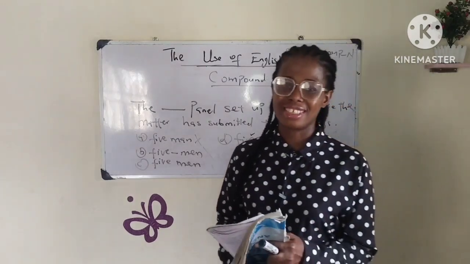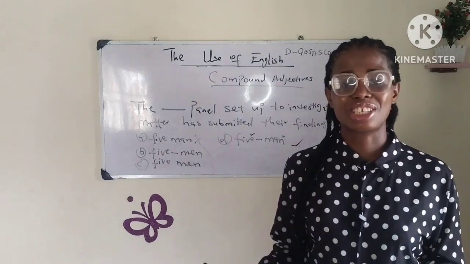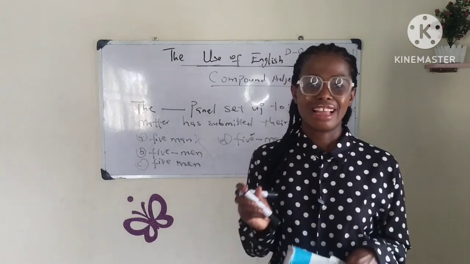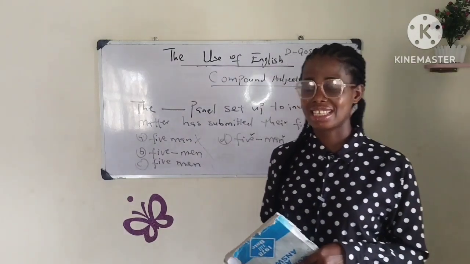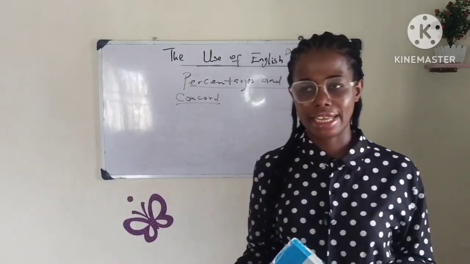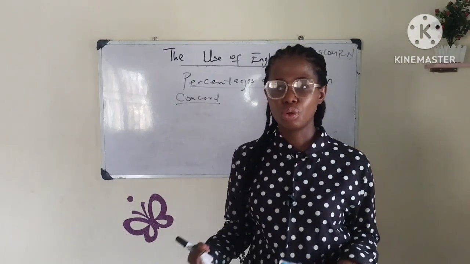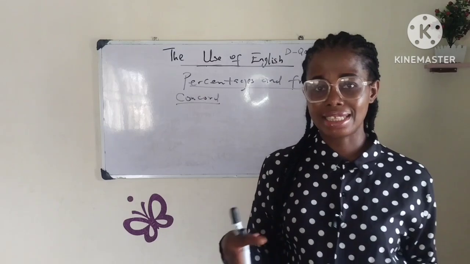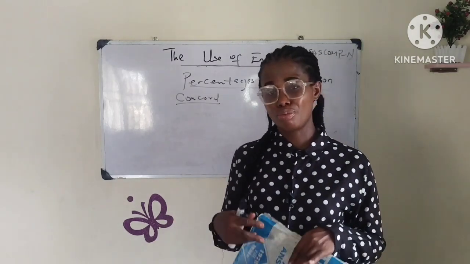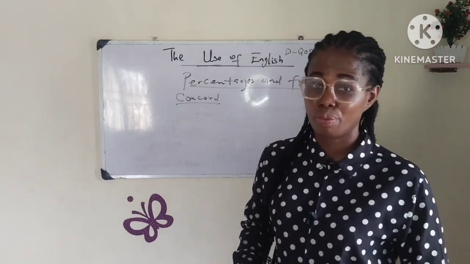I have a lot of questions on it in the past questions, and this has to do with percentage and fraction concord. This is very important because a lot of questions have been asked on it in the past questions. Now, you know there are some sentences that start with fractions like 3/4, half, 1/4. There's a concord rule that you have to obey while making such statements and while answering questions on such sentences in the section on completion of sentences.